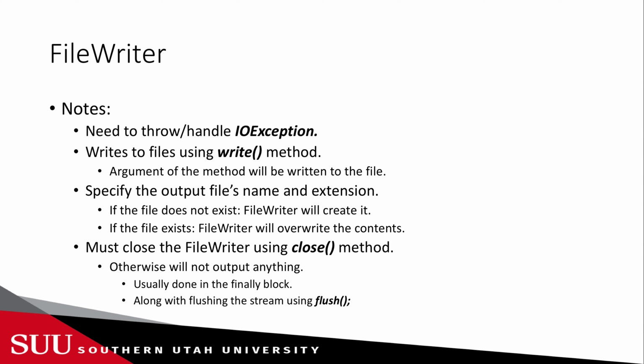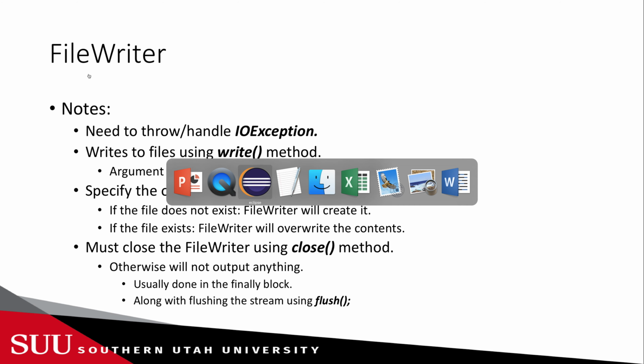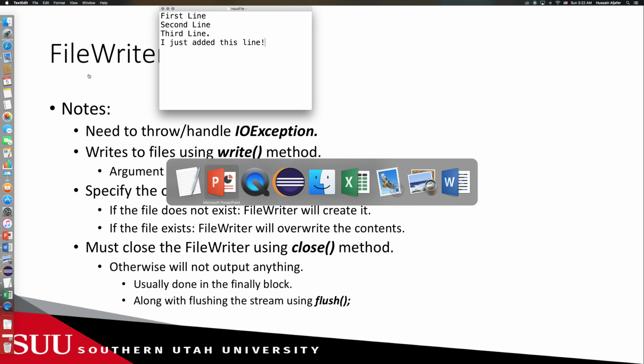Now you must close the File Writer using the close method, otherwise you will not get any output. This is usually done in the finally block. You can also do it right after your code. The reason I said it's usually done in the finally block is because, as we have learned, the finally block is used for cleanup, and this is considered some sort of cleanup because it's always a good practice to flush the stream using the flush method. So let's see an example of how we can do this.